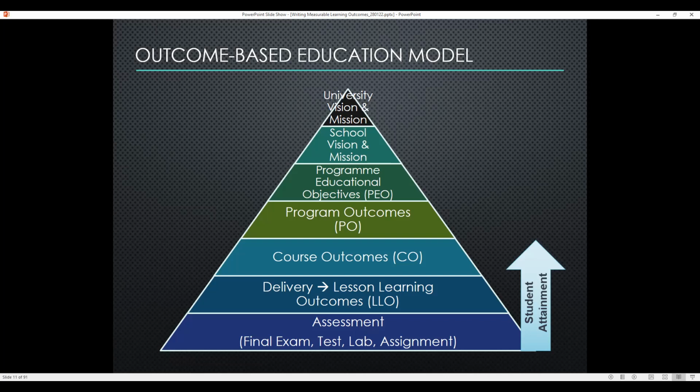If your lesson learning outcomes are not able to support your course outcome, you will find it very difficult somewhere along the line: how come I teach like this and still cannot achieve the course outcome? And eventually, of course, it will affect all the other things.